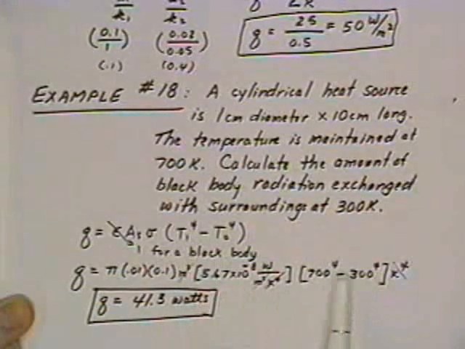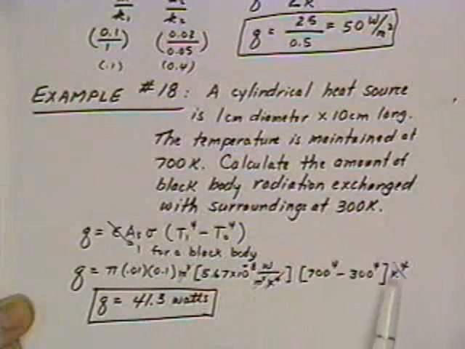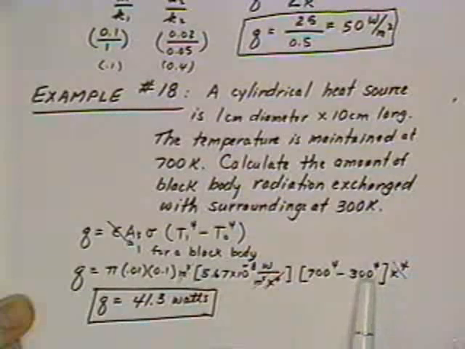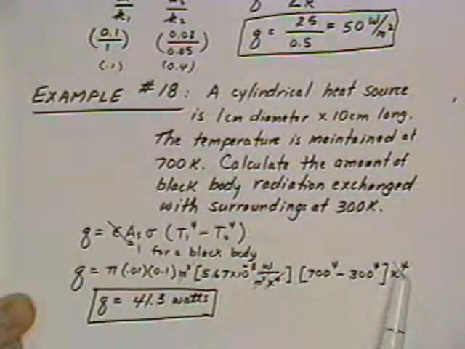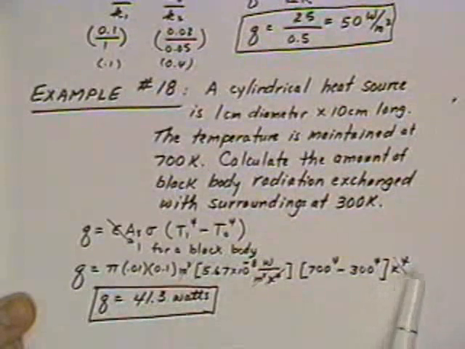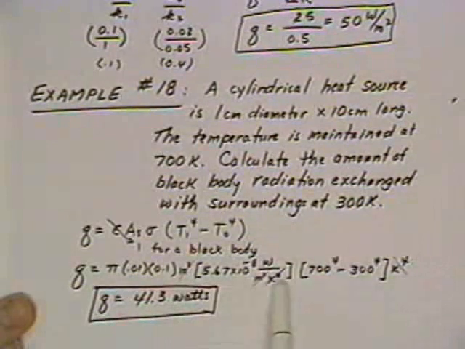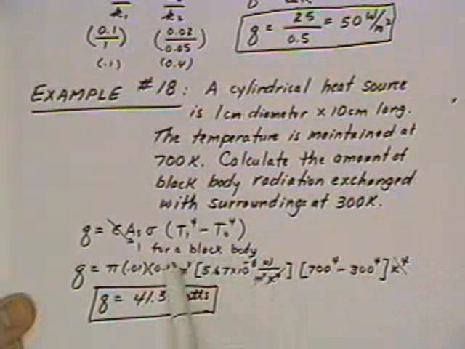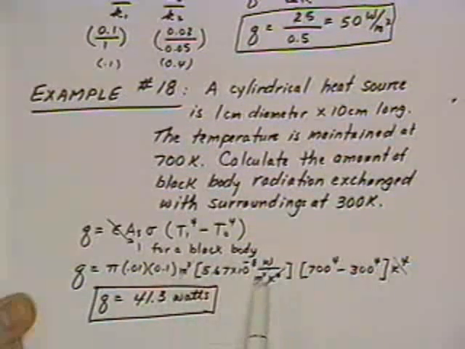A real common mistake that you don't want to make is 700 minus 300 in parentheses, to the fourth power. That's wrong. It's each one to the fourth power: 700 raised to the fourth power minus 300 to the fourth power. And of course that's Kelvin to the fourth once you make those calculations. So Kelvin to the fourth here cancels with Kelvin to the fourth here. Meter squared here, dealing with surface area, cancels with meter squared here, and we're left with watts.